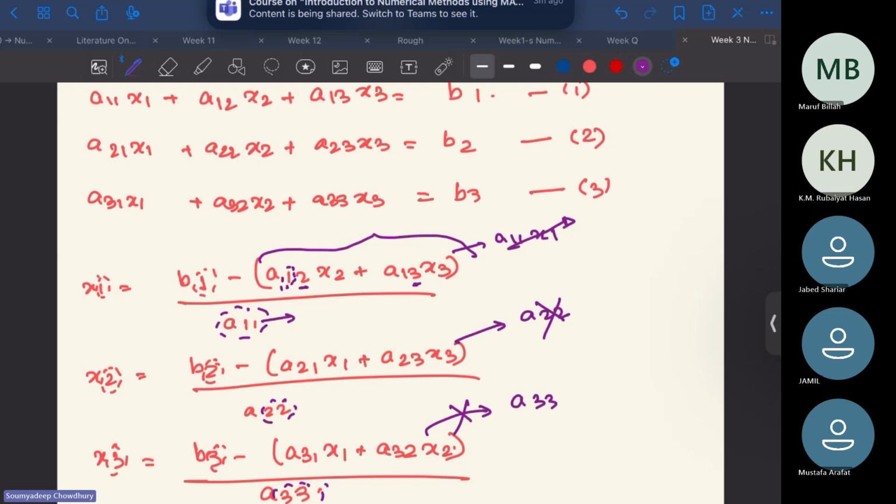Yes, Javed, you are not able to see the MATLAB screen? Yes, sir. I can't see anything on the screen. I only see your screen, but no MATLAB screen. Okay, fine.